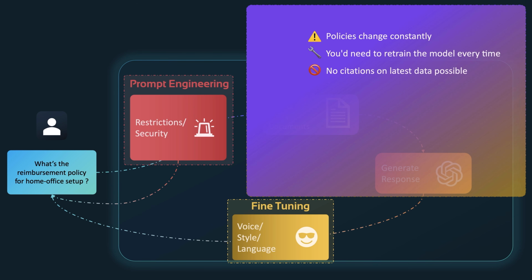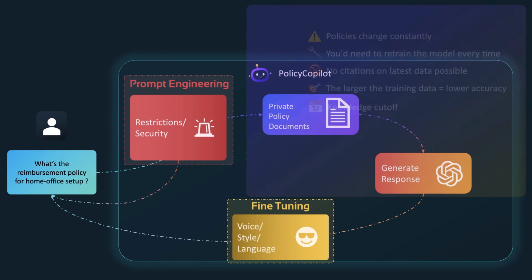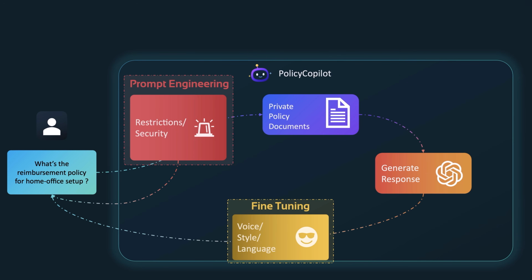Users can't verify where the answers came from, so there's no citations possible. The larger the training data, the lower the accuracy. And then there's knowledge cutoff. The model only knows what was in the training data. Fine-tuning is great for stable, unchanging patterns like communication style, but terrible for dynamic, factual information. And finally, the best solution to get the most accurate responses is RAG. RAG works because it retrieves information dynamically at query time, not at training time, because the whole point of RAG is retrieving the most relevant information for the user's query in real time. Next, we'll look at RAG in more detail.